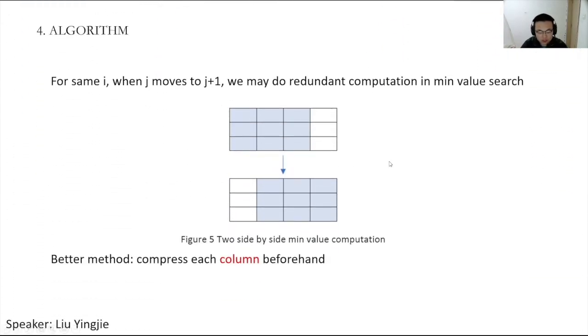This method sounds very simple, but if we do it in the simple naive way, we may have some redundant computation. Whenever we move j to j plus 1, if we recreate the offset matrix and find the minimum, we are doing redundant computation on the middle rows. This can have a huge performance impact, and we want to avoid it. Now I will illustrate the method to compress each column beforehand.